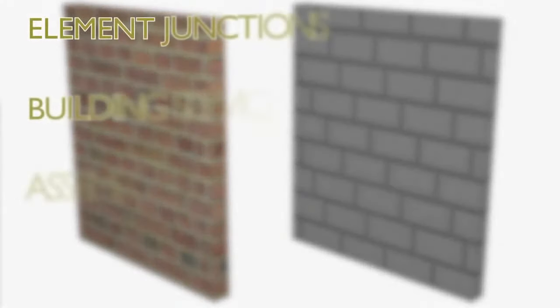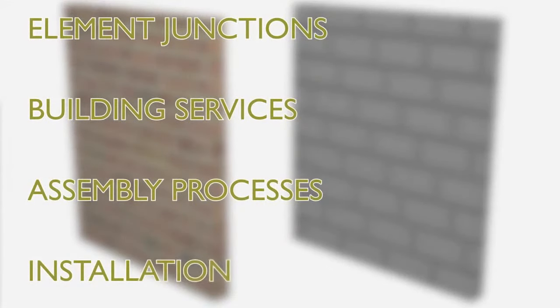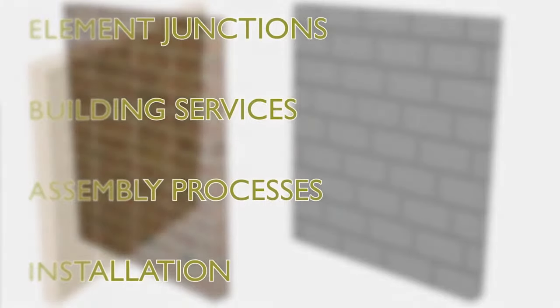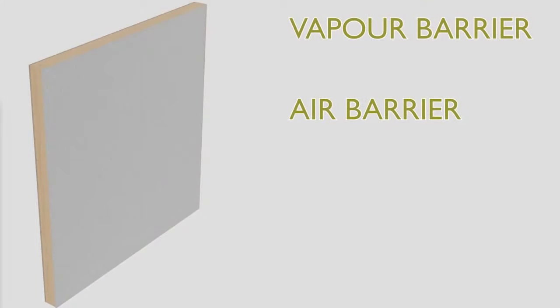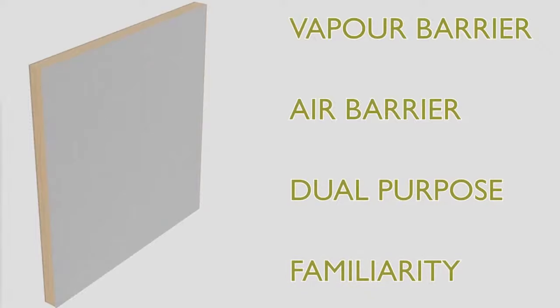In all cases, though, junctions, services and the nature of the on-site assembly process still pose challenges to achieving a low air leakage rate, even when using the most impermeable base materials. The conventional solution to this is to seal the inside of the building using a vapour and air barrier membrane. The advantage of this approach is that the membrane fulfils a dual purpose, limiting both air leakage and vapour ingress into the structure. It's also something most contractors are familiar with.